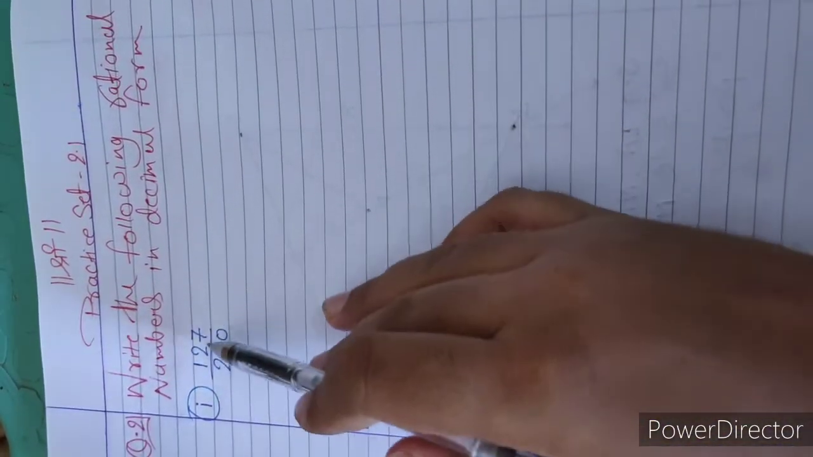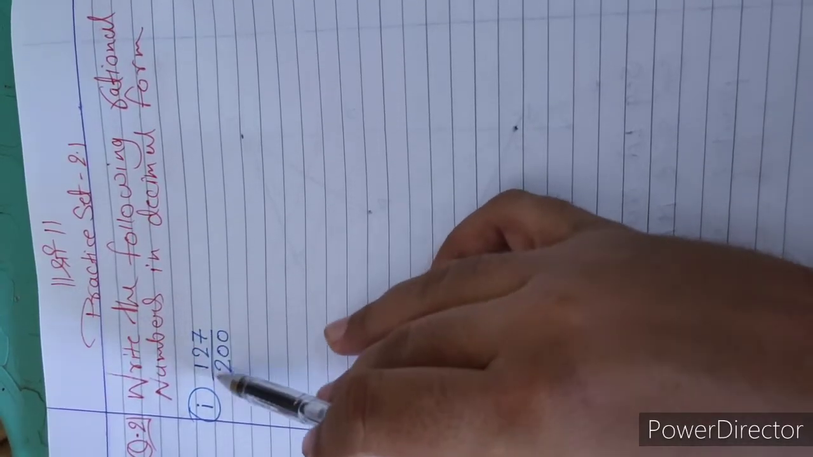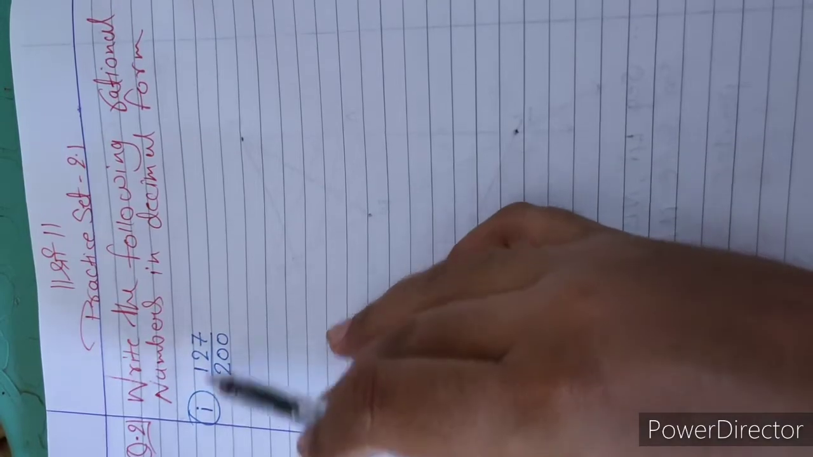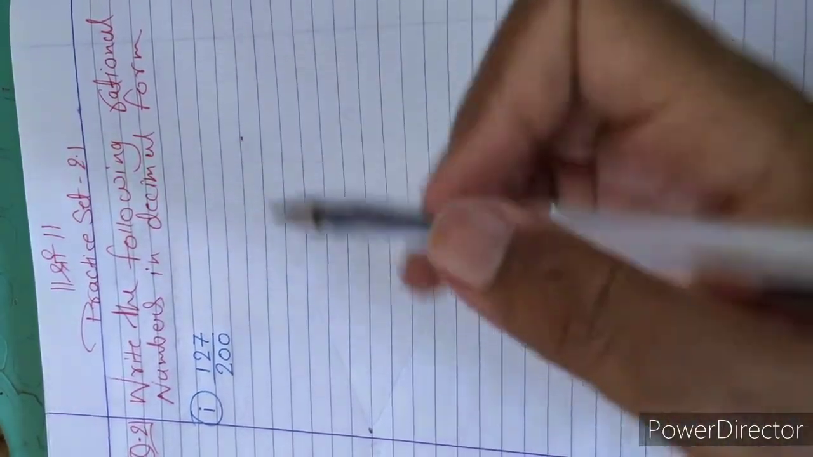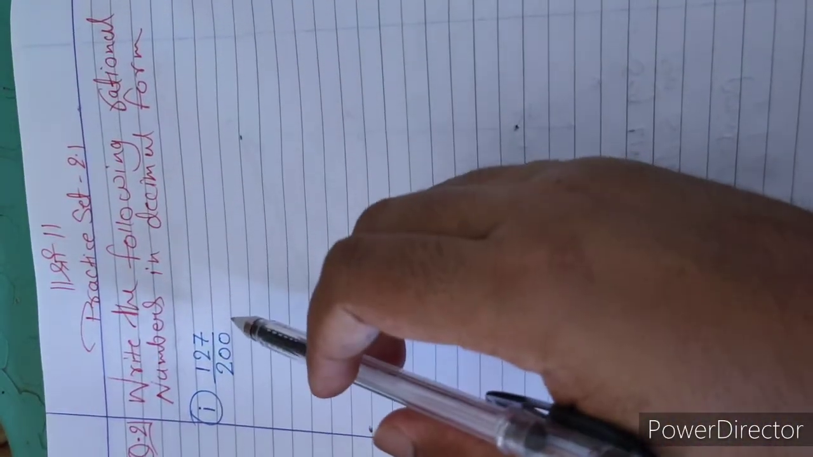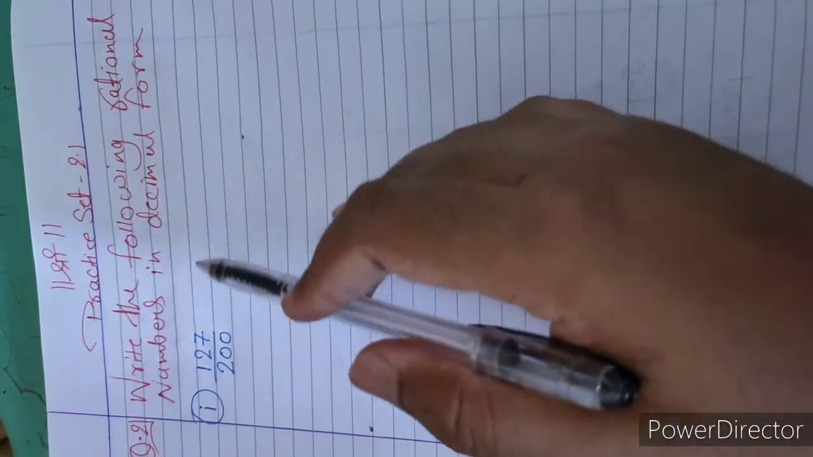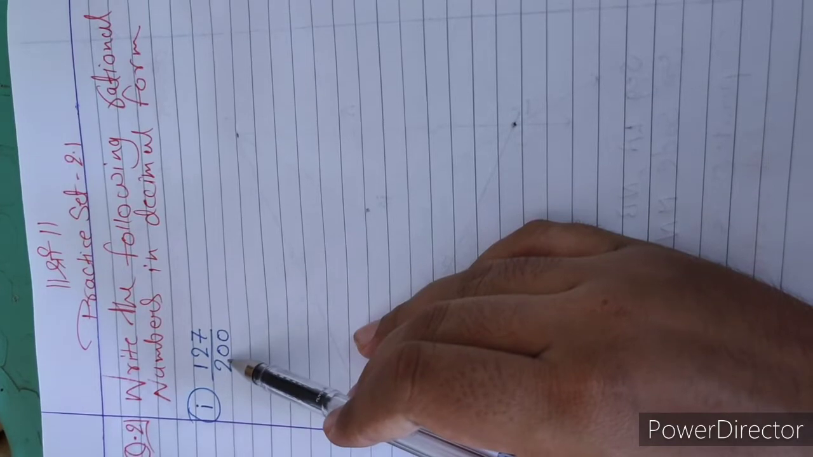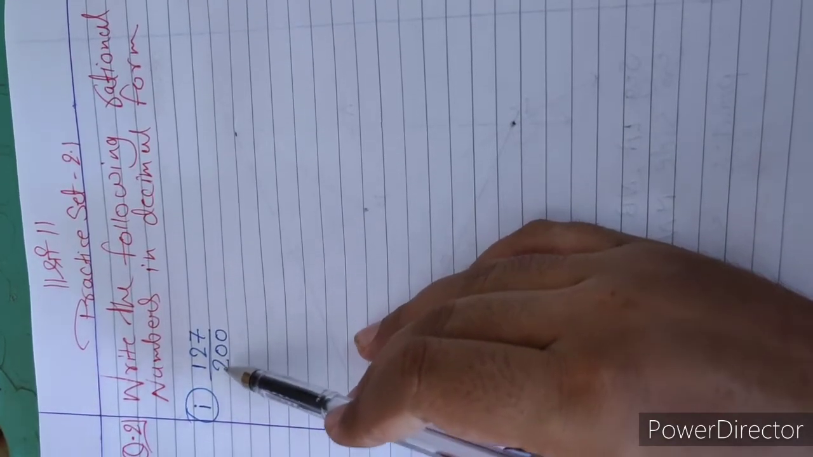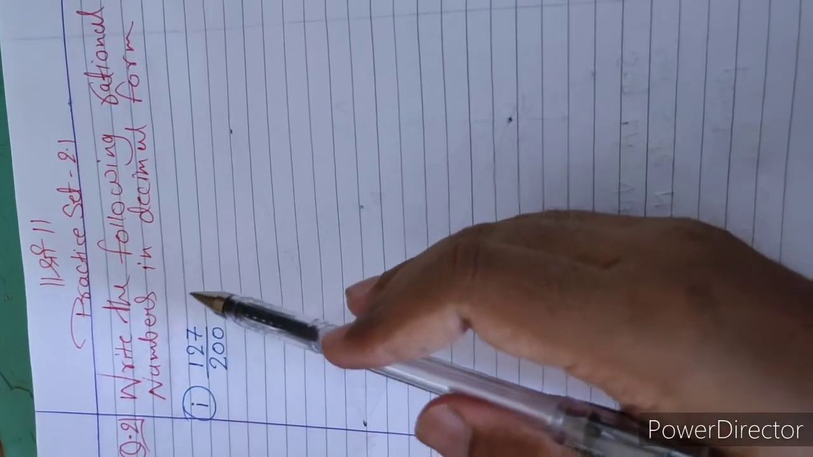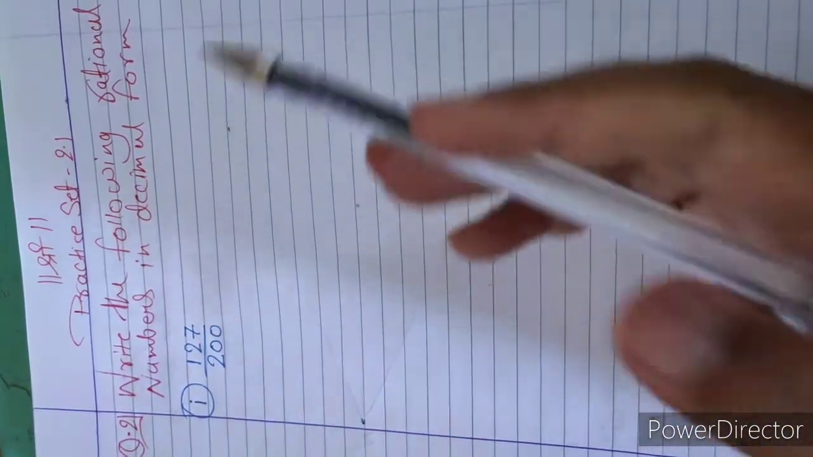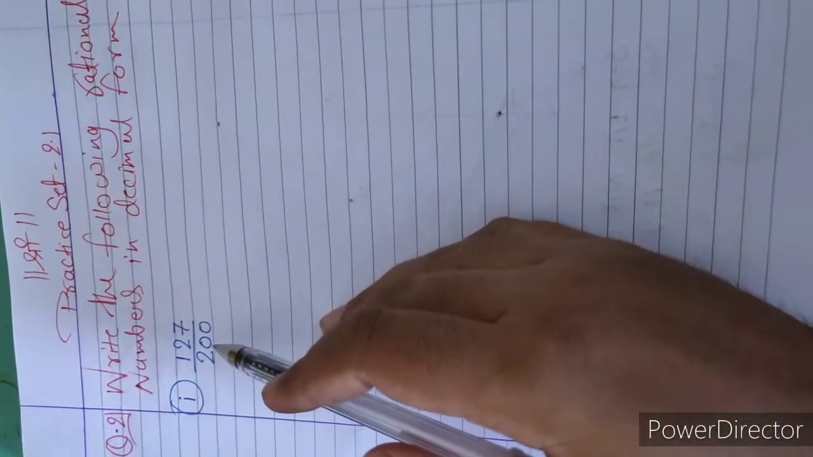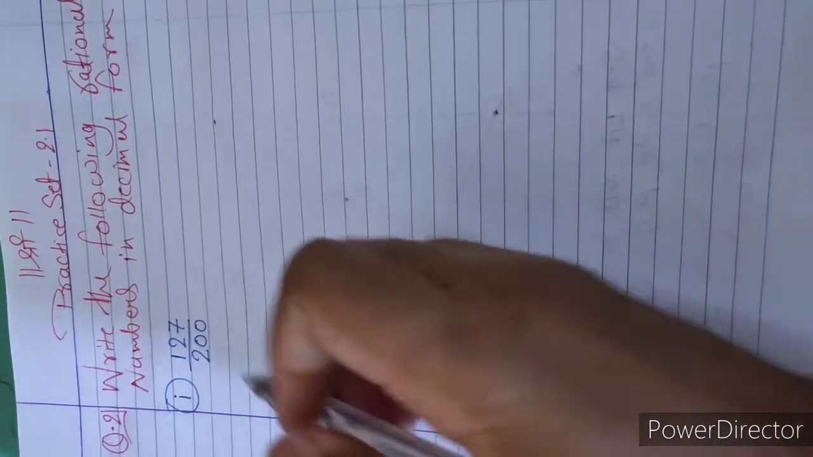It is clearly visible that it is a fraction, so it is a rational number, and we have to convert this rational number into decimal form. For converting to decimal form, we will divide numerator by denominator, but here in the first case it is seen that the denominator can become 100. If it becomes 100, then we can manipulate it. So let's convert it into 100.